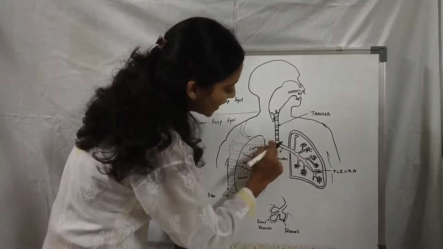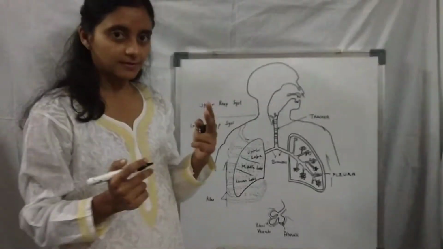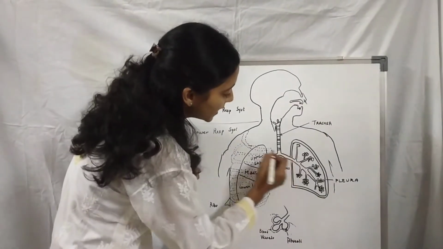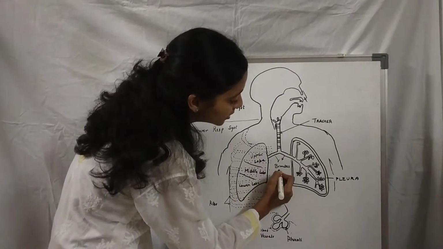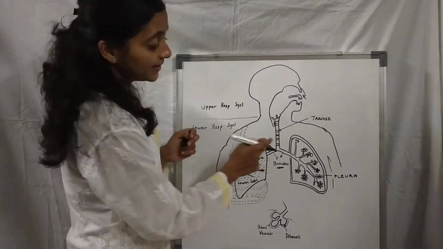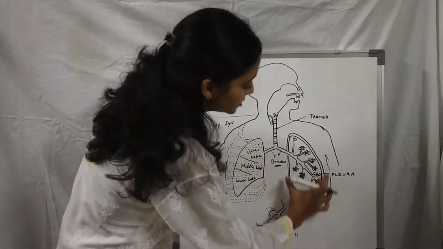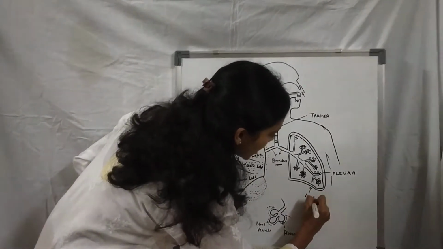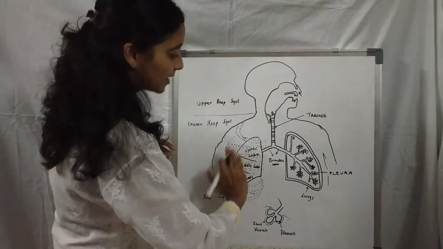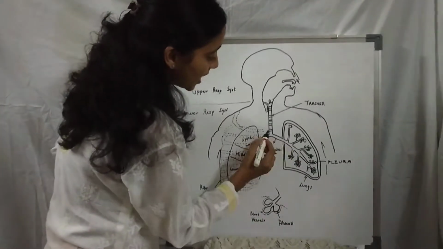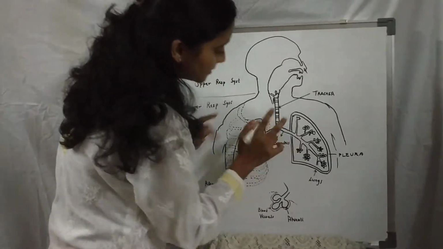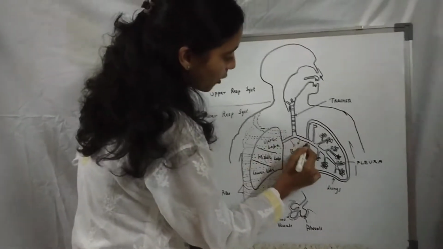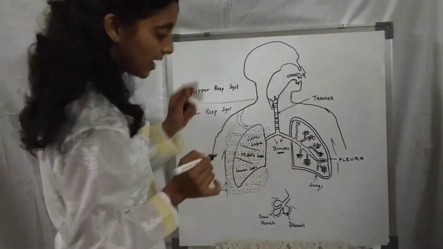The trachea divides into two main branches, and they are known as the bronchus. Each of these branches enters into your lungs. This is your lungs. We have two lungs, one on either side, and the trachea divides into bronchus and enters into each lung.